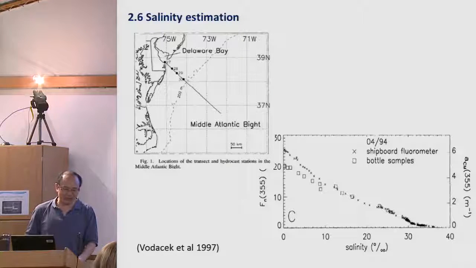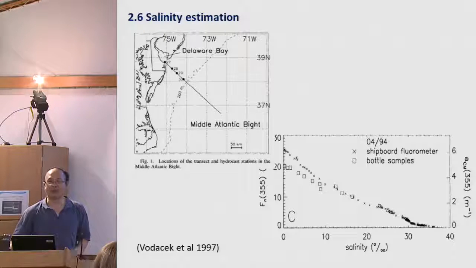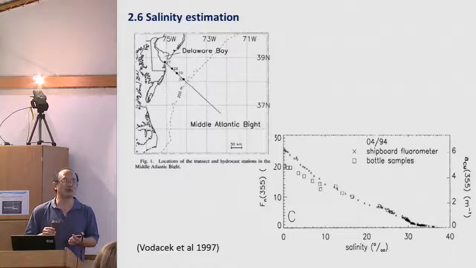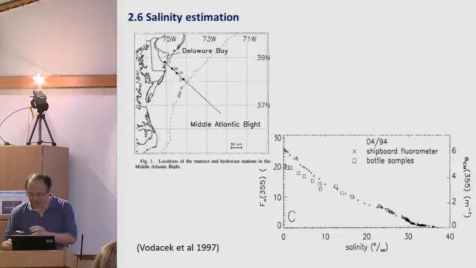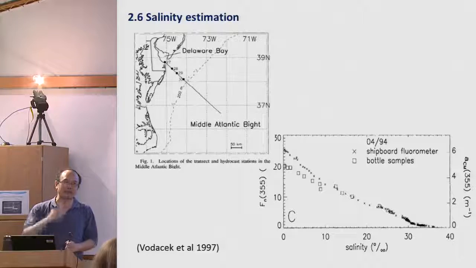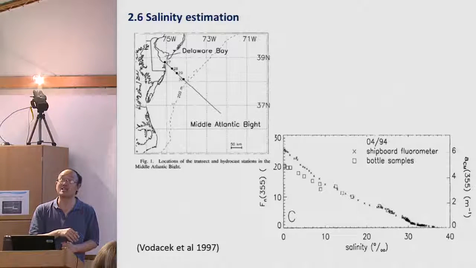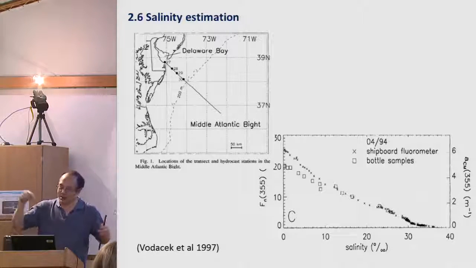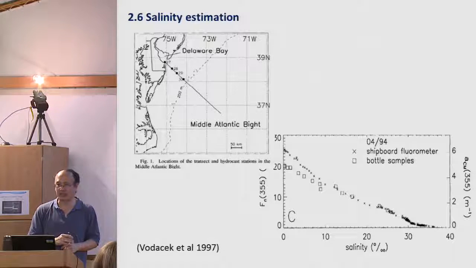Here's another very common application of IOPs that you can see in the literature: getting coastal water salinity. Maybe you know there's a satellite, Aquarius, that gets a global salinity, okay? But that one has a spatial resolution of about 100 kilometers, not 100 meters, 100 kilometers. That means 1 pixel is 100 kilometers. How can you do coastal water salinity?